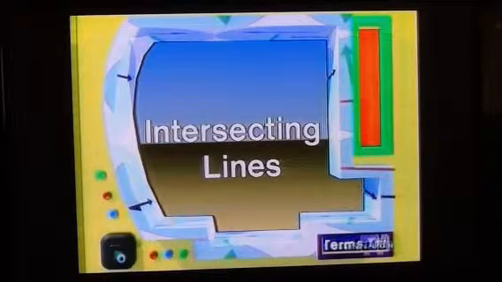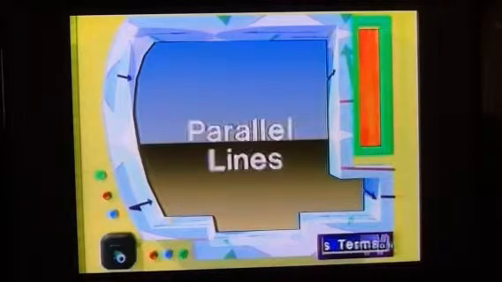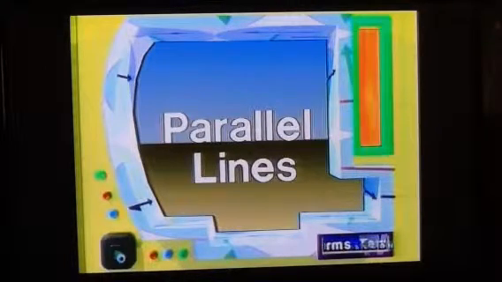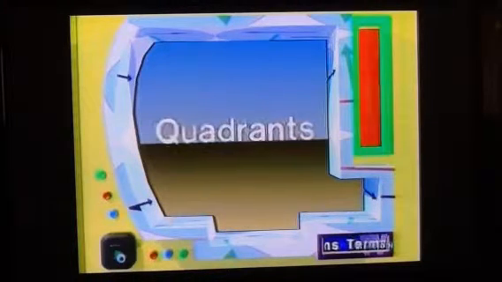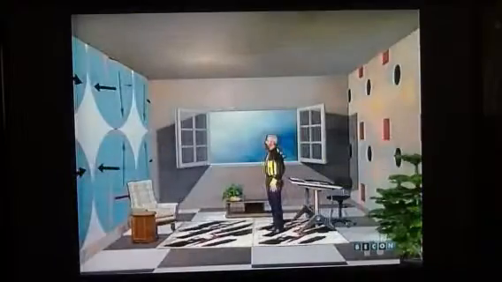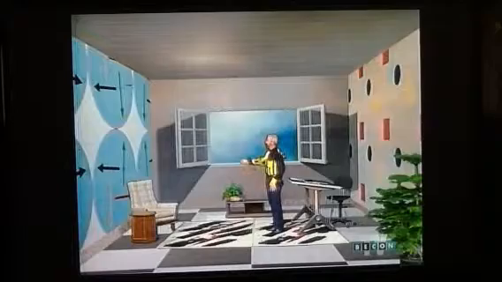Now we'll visit the info site to see what we'll be learning about today. Today we'll be learning about intersecting lines, parallel lines, intersections, and quadrants. To learn what those terms mean, we'll use a map of Maptown, USA. It shows streets, roads, and avenues, which all have mathematical names. Let's project it on the wall so it's nice and big.